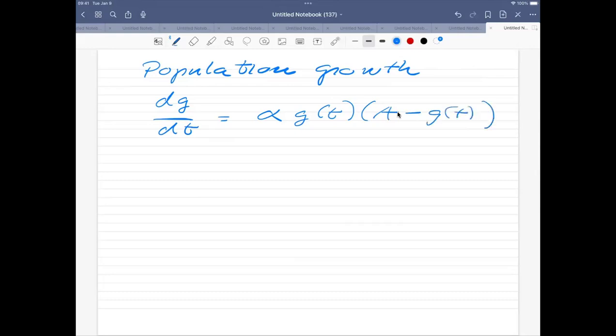And g of t is the population density at a given time. The parameter alpha is assumed to be larger than 0. And then we have something which we call the growth rate, which is this parameter a. And this is also assumed to be larger than 0. And the max population, so this a represents then the max population. So alpha is the growth rate, and a larger than 0 is the max population here.